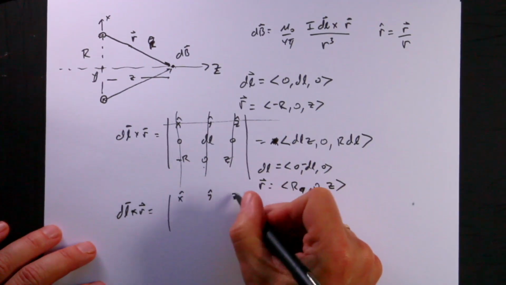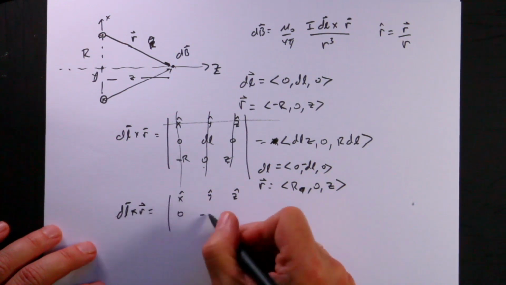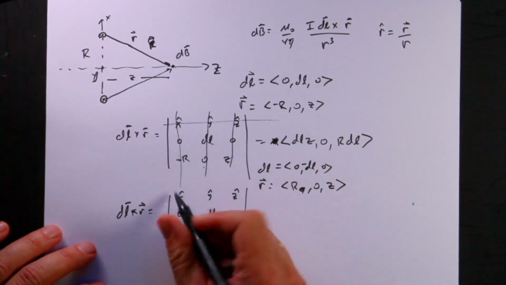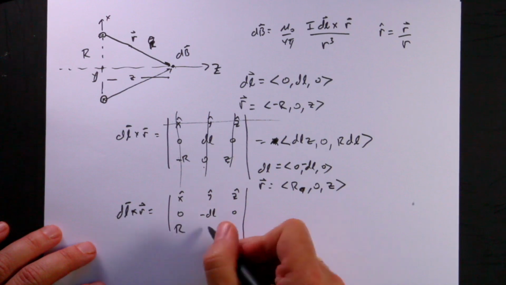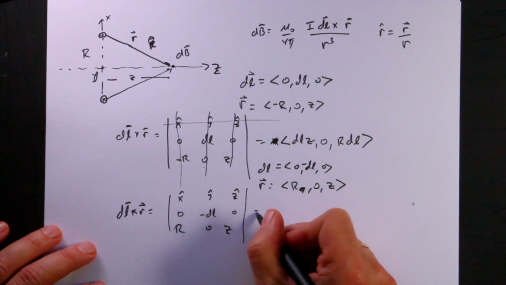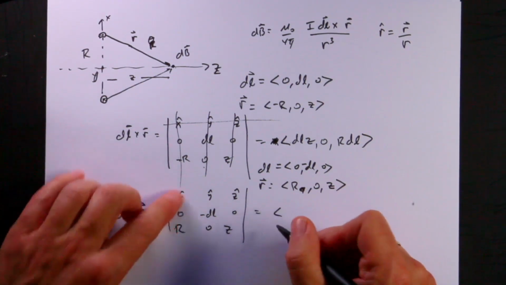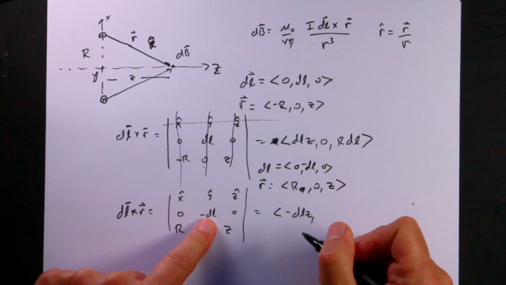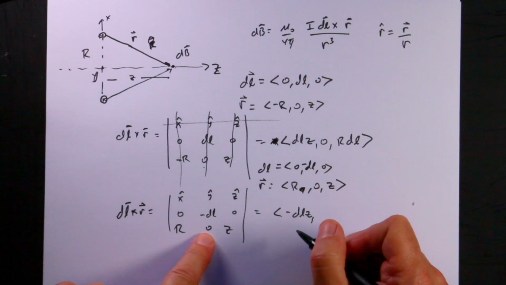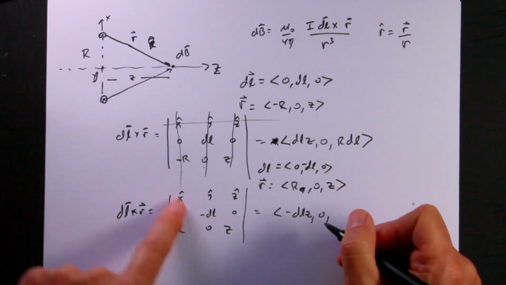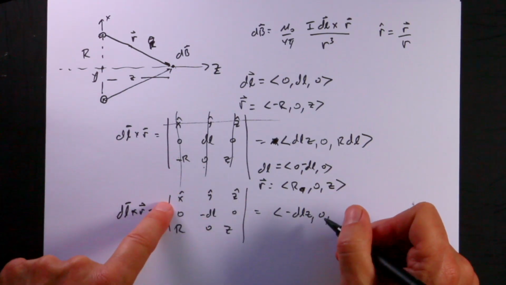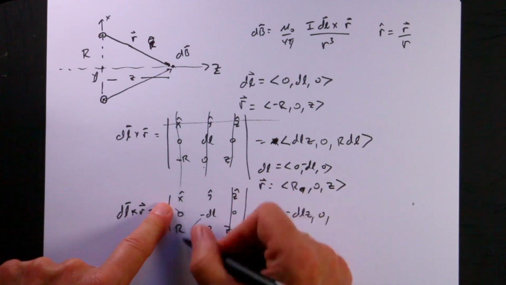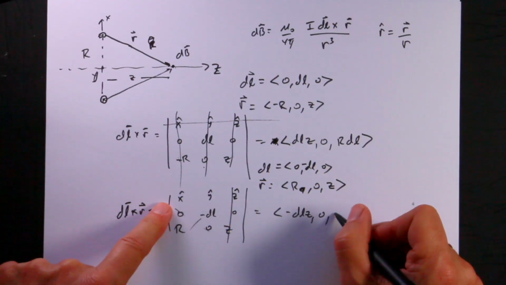So if I do dl cross r for this bottom piece, I get dl cross r equals x hat, y hat, z hat. Now I have 0, negative dl, 0. And then the bottom one I have r, 0, z. And I'm going to get my x component, I get negative dl z. My y component, I get 0 again. My z component, I get this time plus r dl.